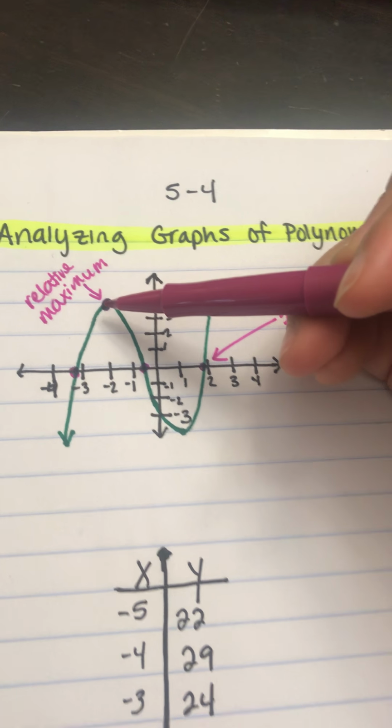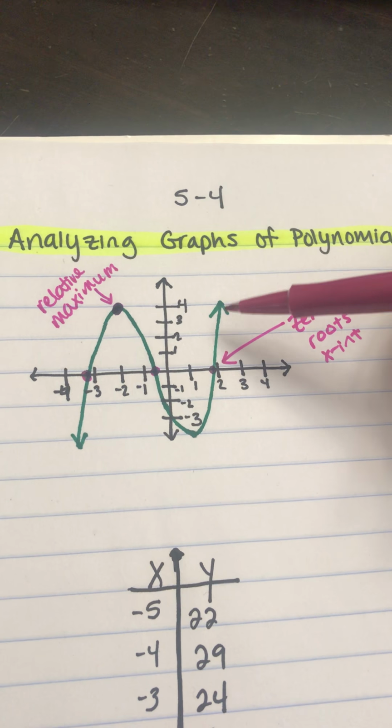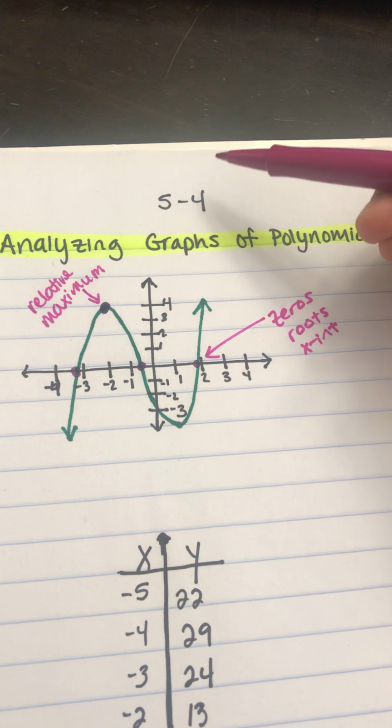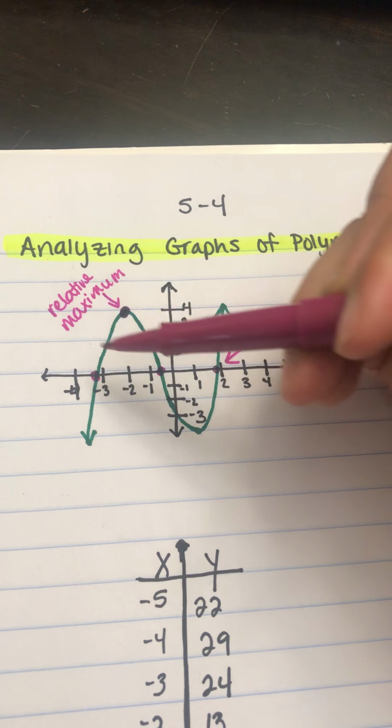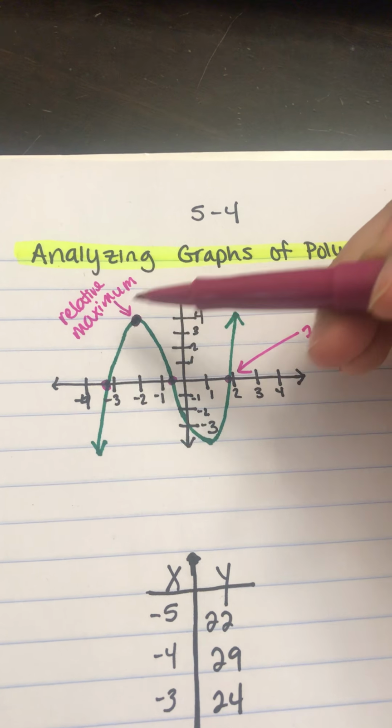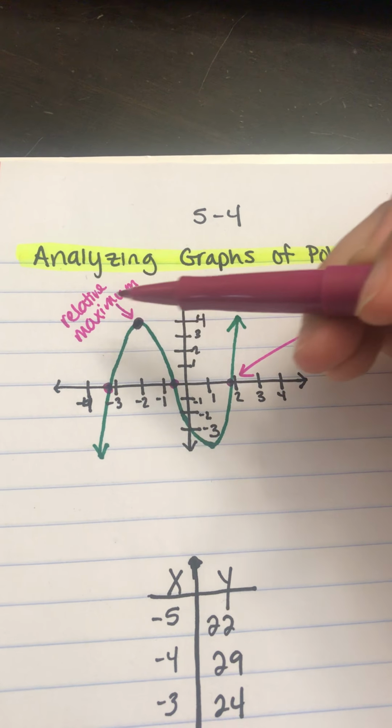And that's because it is a high point, but it's not the highest point in this whole graph, because this graph's going to keep going up here. So it will go higher, but for this little area that it's in, it's a maximum point. So we call it a relative maximum.